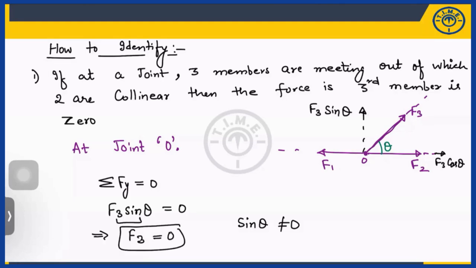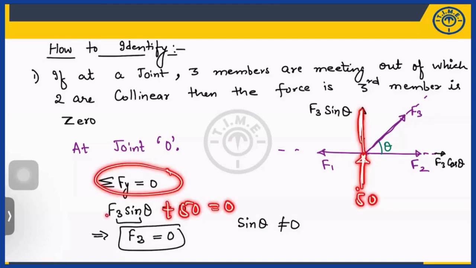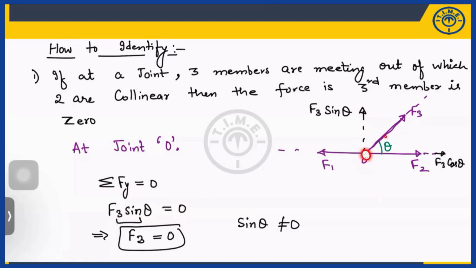This is a very important condition. The first point I have discussed, please remember, it will help you to identify the zero force member. Once I discuss the problem, then you will appreciate. So when three members are meeting at a joint and two are collinear, you can directly consider the force in the third member as zero, provided that there is no force acting in this direction. Because if there is any force, say 50, then in the summation of forces F3 sine theta plus 50 is equal to 0, and you will get some value of F3. So if there is no force acting at this joint, three members are meeting and two are collinear, the force in the third member will be 0. Okay, this is the first point.